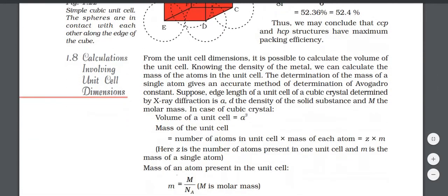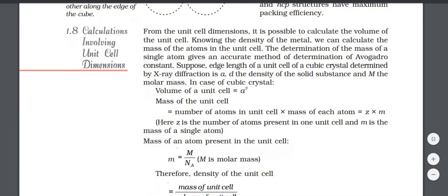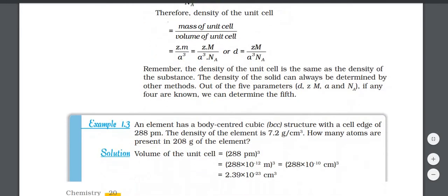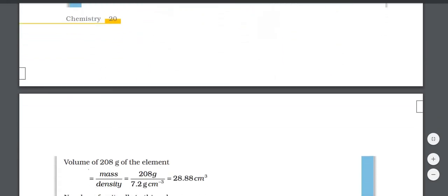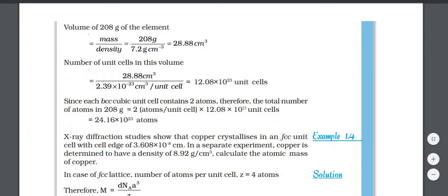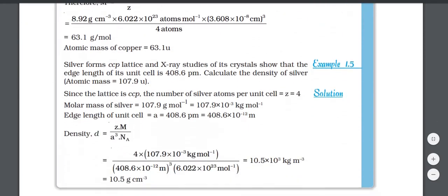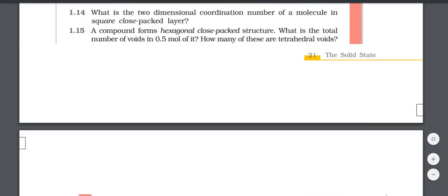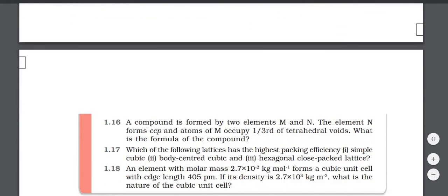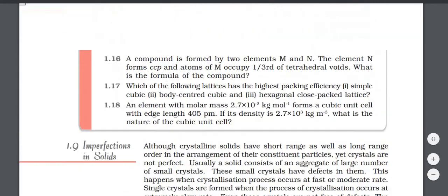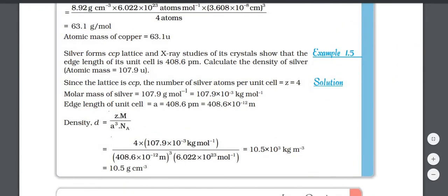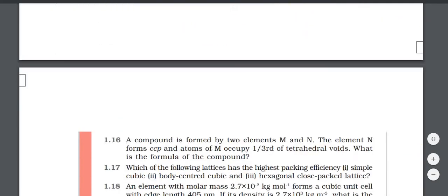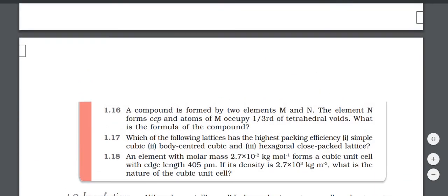Packing efficiency means the percentage of solid space in a unit cell. And calculations of Z we have discussed already. Density is equal to Z into M divided by a cube divided by Avogadro number. Further to that, we have done the numericals already, so I am not going to take them up. You have to practice. Next, this is all about the topic we have done. So up to this portion you just complete. Next I will take up imperfections in solids, the next topic.